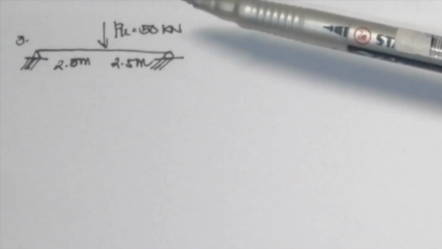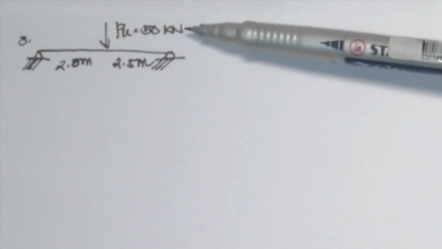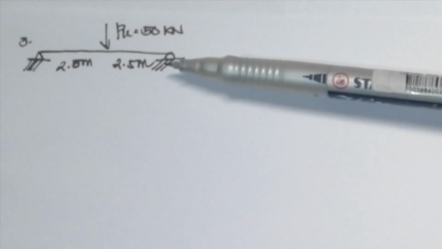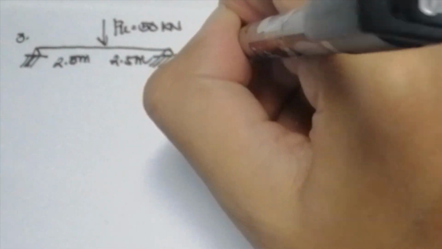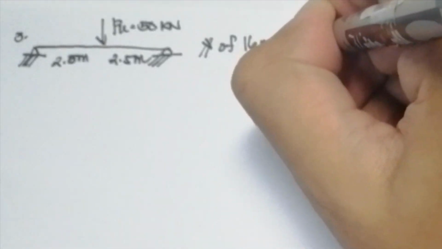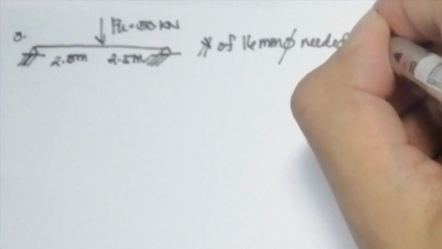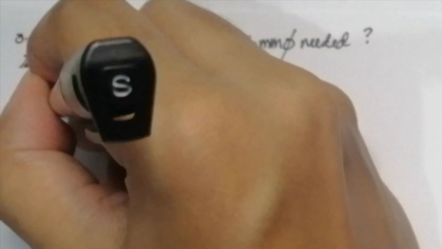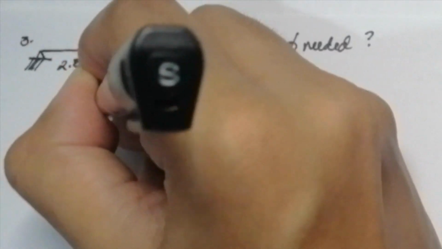For the final question in this problem, we have our beam with a similar length of 5 meters, similar support, simply supported at both ends, but different in loadings. We have a factored concentrated load at the midspan of the beam. Pu is equal to 50 kilonewton. We need to find the number of 16mm diameter bars to carry the following load.